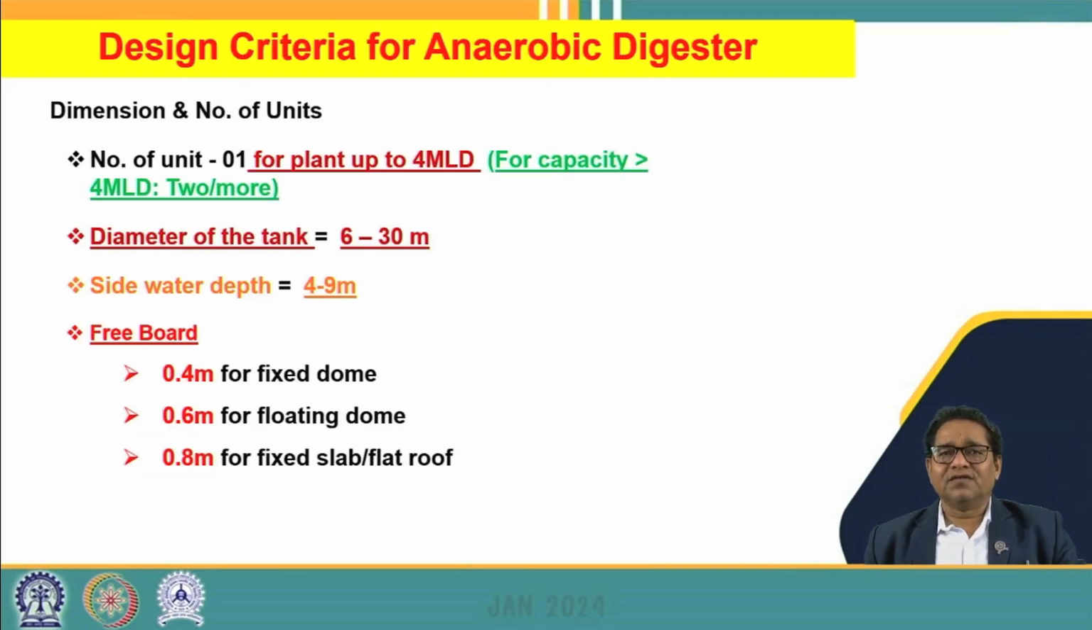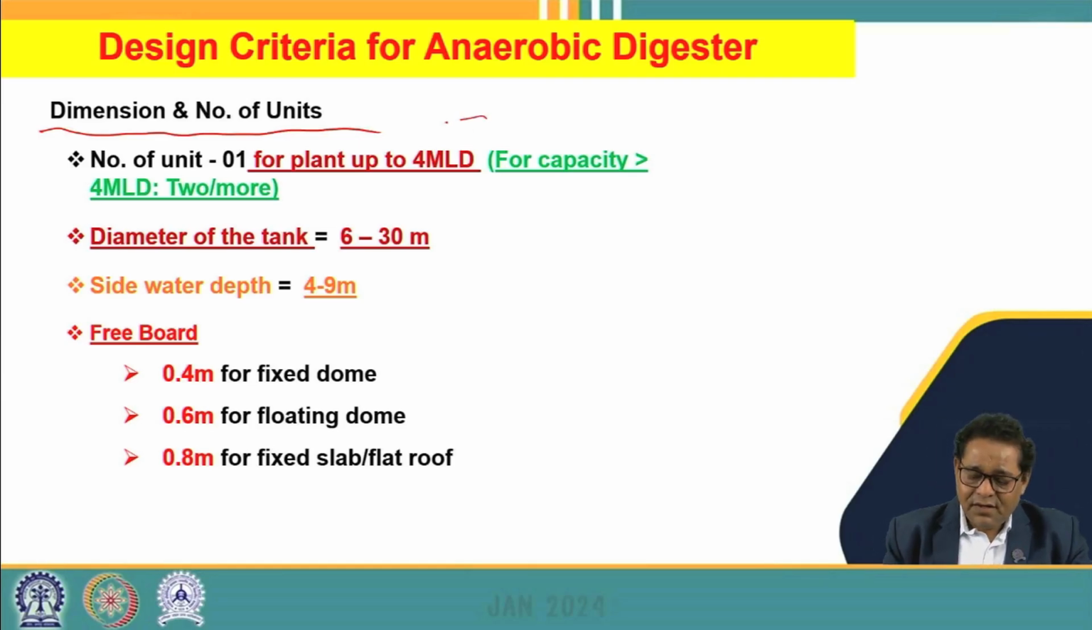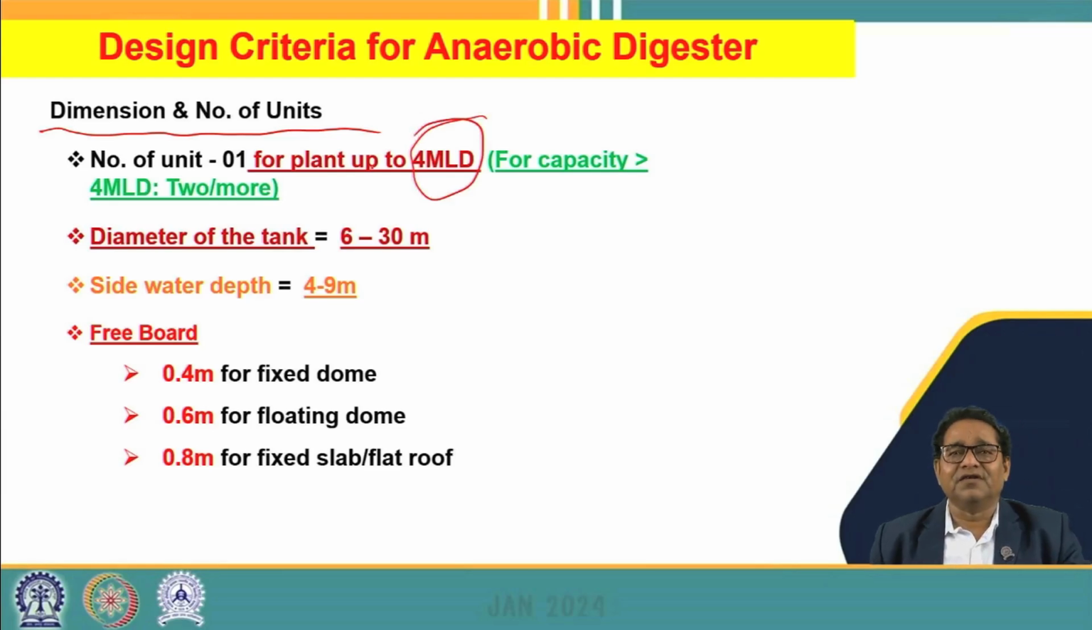So now let us discuss the design aspects of the anaerobic digester, one by one. Let us discuss the dimensions and the number of units, how many units we require. If the plant flow capacity is less than 4 MLD, up to 4 MLD, we can take 1 unit. But in case the plant capacity increases beyond 4 MLD, we can design multiple units, like 2 or more, depending upon the capacity of the plant.